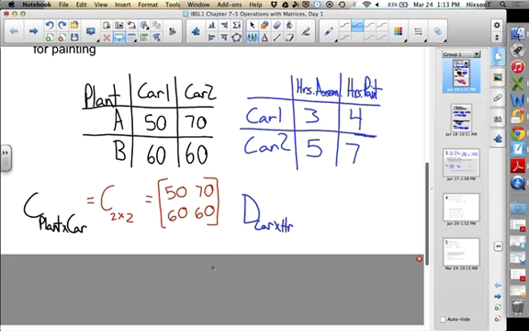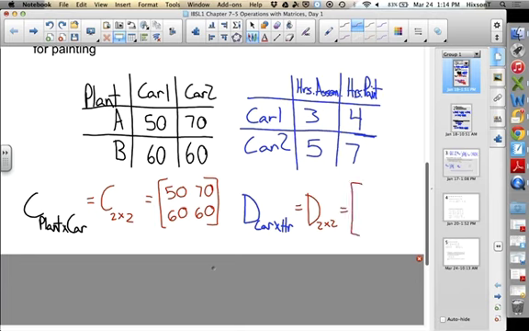Now, matrix D I'm going to make as a car by hours matrix. All right? Now again, there are two different kinds of car, so there's going to be two rows, and there are two different hours that we're talking about, hours assembling and hours painting. So it's a 2 by 2 matrix again.